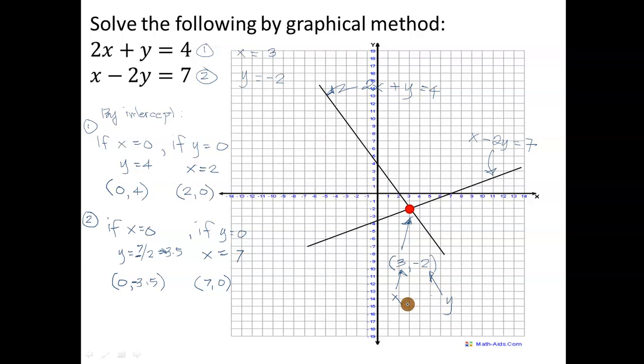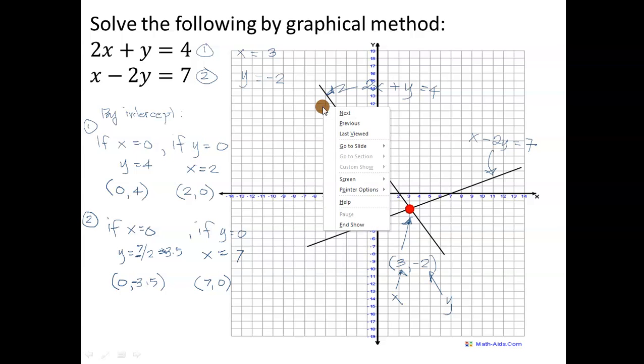This is your x, this is your y. At yun yung hinahanap din natin na solution. At yun din yung solution ng mga previous na method. x equals 3, y equals negative 2. Okay? So that is the method of graphical approach to find the solution of linear equations. Okay? So next.